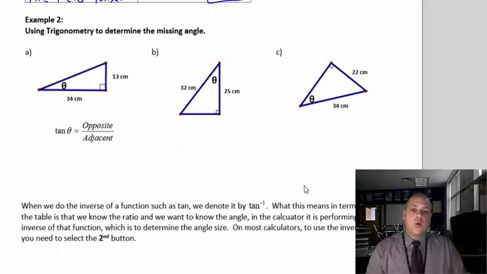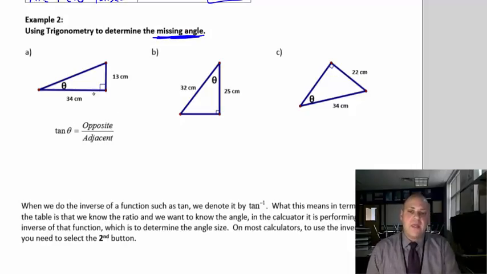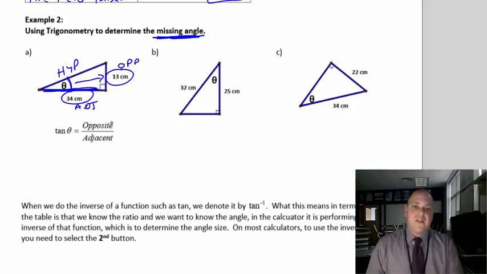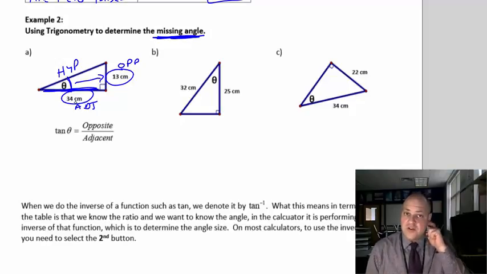So in example 2, we're going to find the missing angle. The first one's already set up for us: tangent. How do I know it's tangent? Because here's the angle, theta, and I know my opposite, and I know my adjacent. 13 and 34 are the opposite and adjacent. You may want to label the sides before you do anything, and that's going to help you determine which trig function you want to use. I don't know the hypotenuse, so I can't use cosine or sine because they need the hypotenuse. Tangent uses just opposite and adjacent.